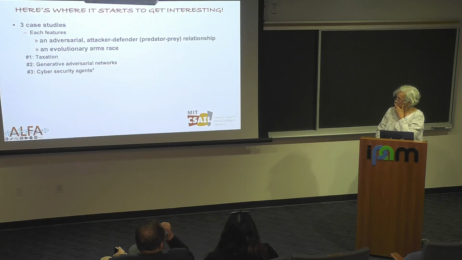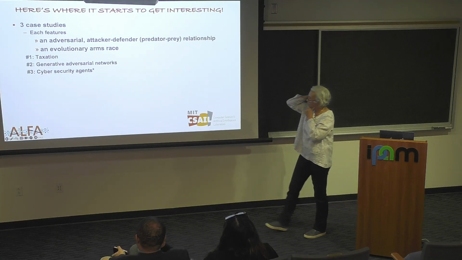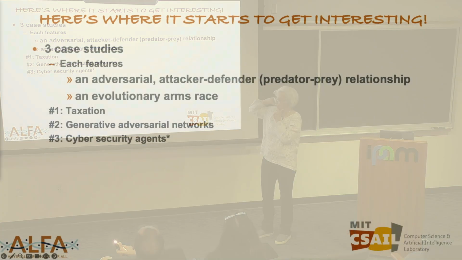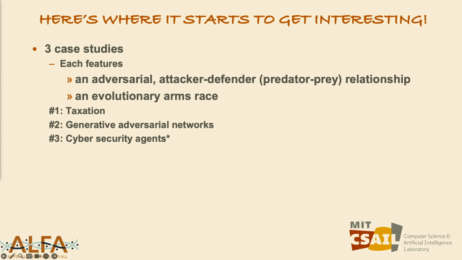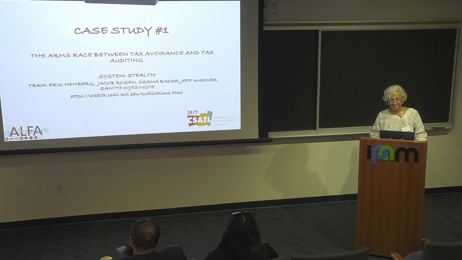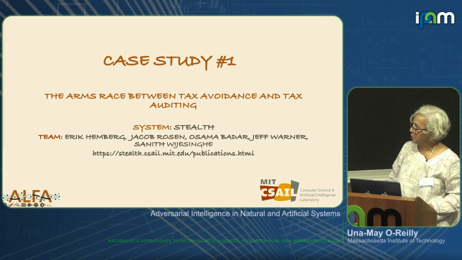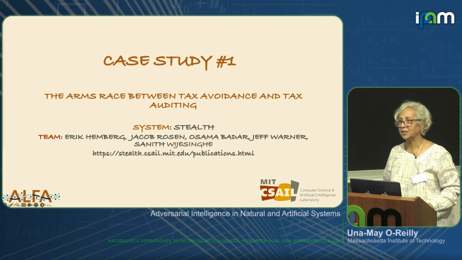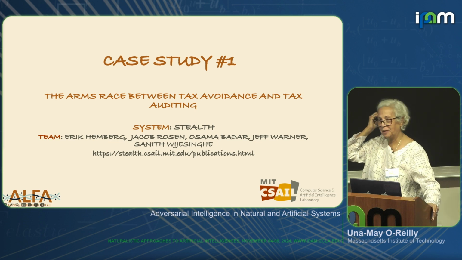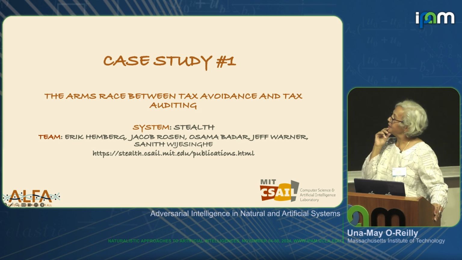So here's where it starts to get interesting. I'm going to show you three case studies where we have an adversarial attacker-defender relationship. And I'm going to show you how we investigated the evolutionary arms race between them. And the three domains are taxation, generative adversarial networks, and cybersecurity agents. So let's do case study number one. And in this case, what we were trying to replicate was the arms race between tax avoidance and tax auditing. So that may take you by a little bit of surprise. That's not a typical thing you see in program synthesis problems, but I'm not really doing program synthesis. What I'm really studying here is adversarial behavior.